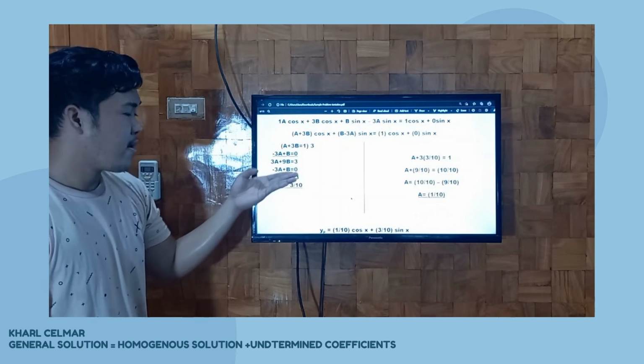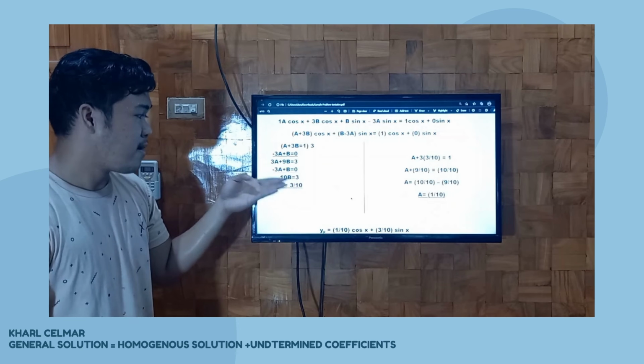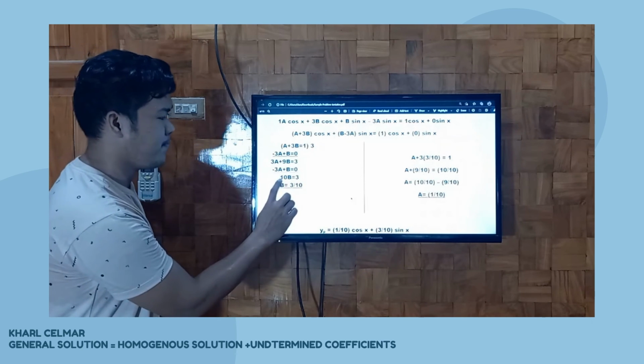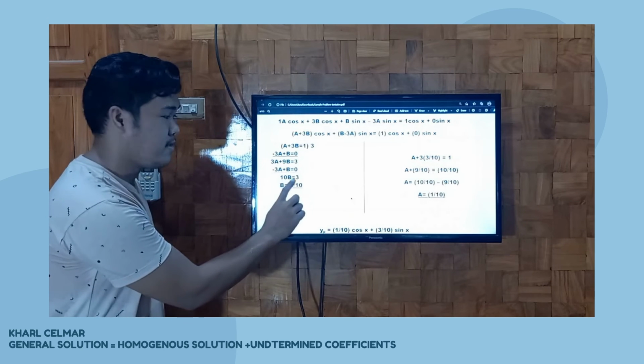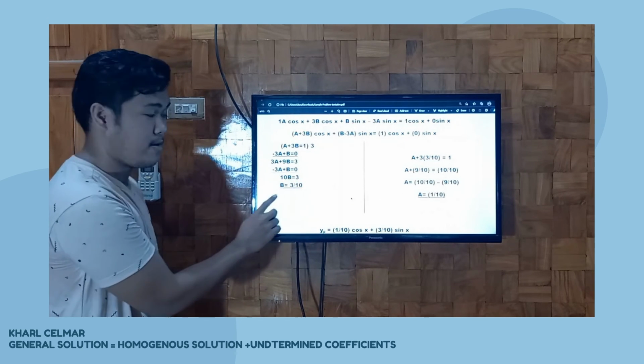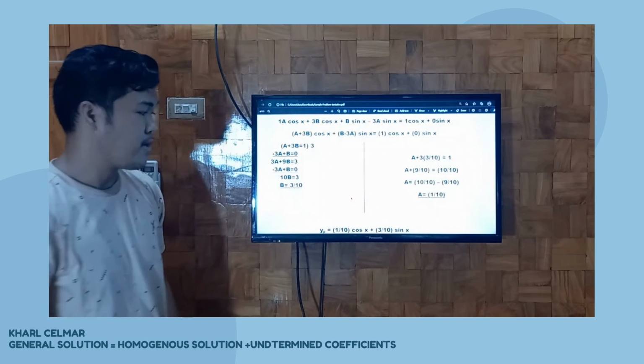So our b here is 3 over 10, since we will divide both sides by 10. So cancel out, then 3 over 10. So b is 3 over 10.